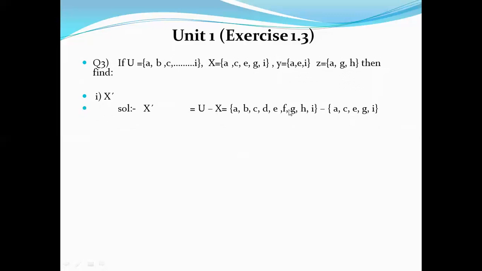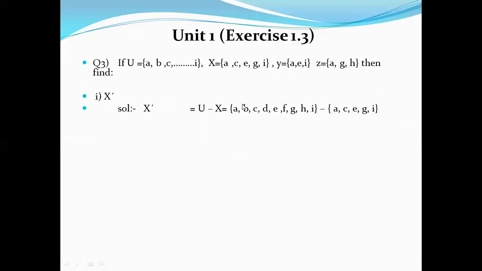So U minus X, the universal set. Here I write all the missing elements which are not given in the question. The dots show that it continues from A to I. So here I mention all the elements so that you can easily understand: A, B, C, D, E, F, G, H, I. Up to this, the alphabets are given. And in set X, you are given A, C, E, G, and I. These elements will be subtracted from the universal set, and the remaining elements will come in X complement.